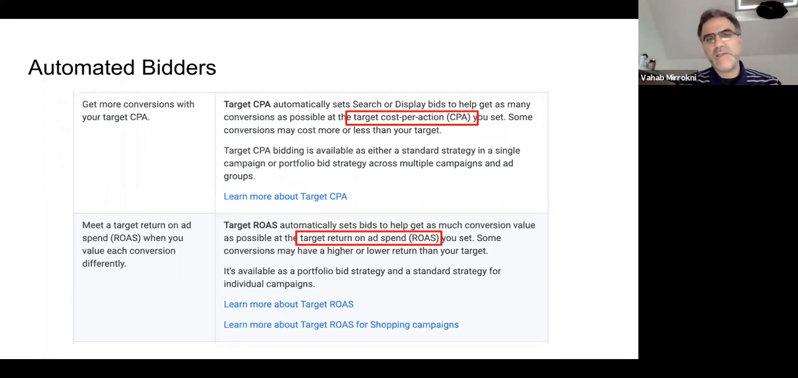The target ROAS is where the advertiser specifies a target return on ad spend. So the advertiser may have different values for different types of conversions.